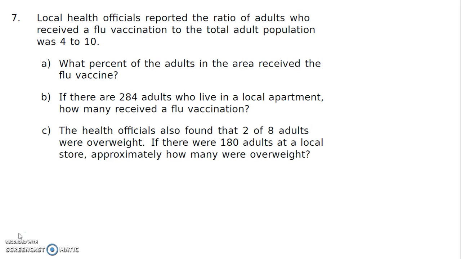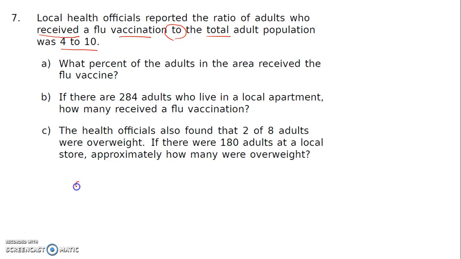It says local health officials reported that the ratio of adults who received the flu vaccine to the total population is 4 to 10. So those who received the vaccine to the total is 4 to 10. All right. What percent of adults in the area received the flu vaccine?